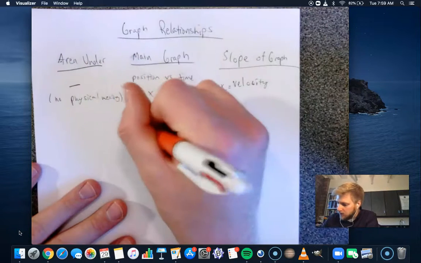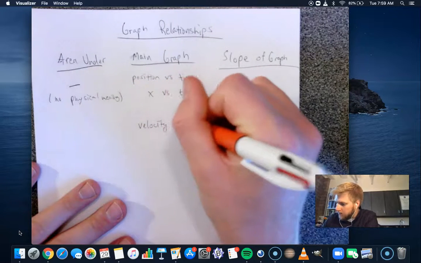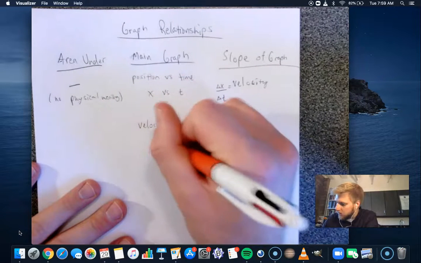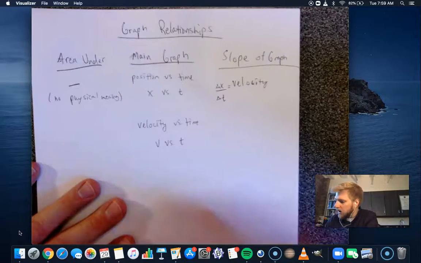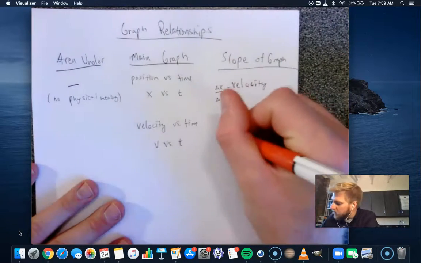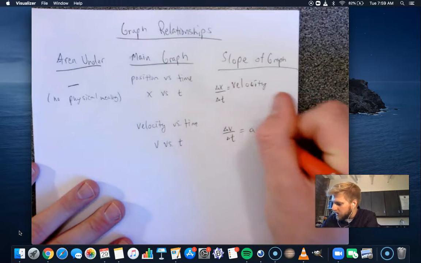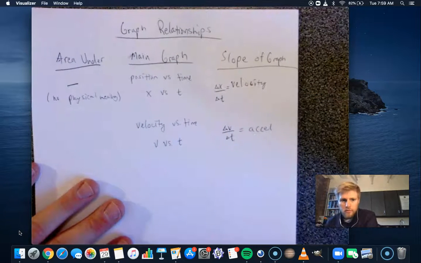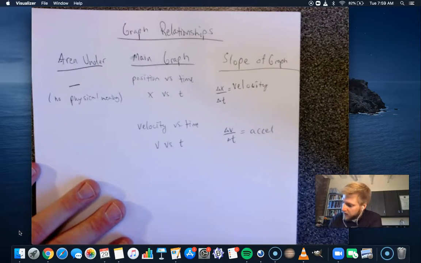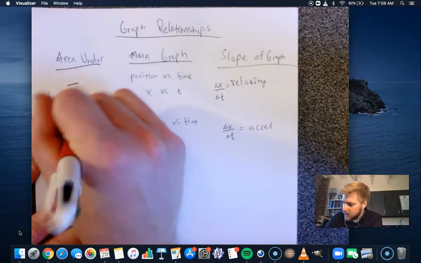The next would be velocity versus time. So that would be v versus t. And you all know that the slope of that graph is the change in velocity over change in time. That's just the definition of acceleration. And then as we've just now discovered, the area under a velocity versus time graph, that is the displacement.